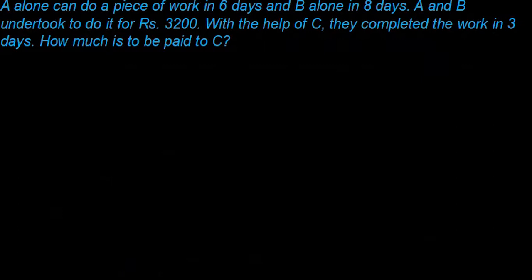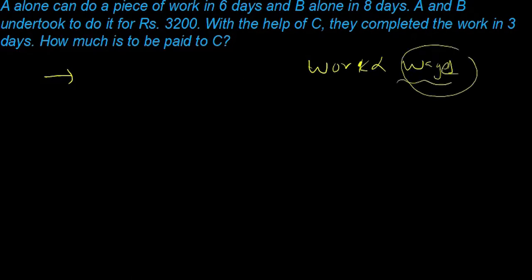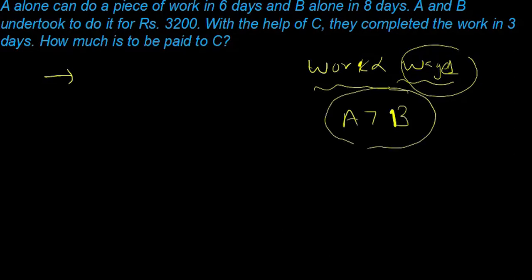Okay, so in the next problem, work done is always proportional to wages. Whatever wages you are getting is proportional to the work done completed by you. So A can alone do a piece of work in 6 days and B alone in 8 days. Whose efficiency is more? I think A's efficiency is greater than B's efficiency. Why? Because A takes less time to complete the work in comparison with B.